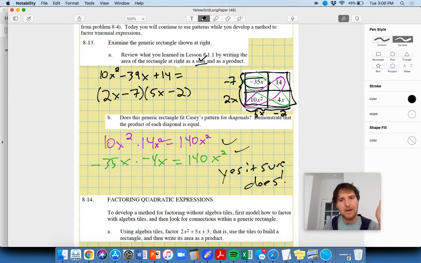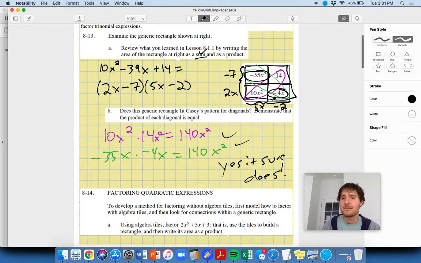That helps us think about our diamond problems. These two things, negative 35 and negative 4, needed to multiply to positive 140, but they also needed to add to negative 39x. In a normal textbook, it would just give you these trinomials and say, find the factors. So for negative 39x, I need to figure out how to split up my x's to add to negative 39 but also multiply to 10 times 14, that other diagonal. How do we get them to multiply to 140? That's really the trick to getting this generic rectangle set up.